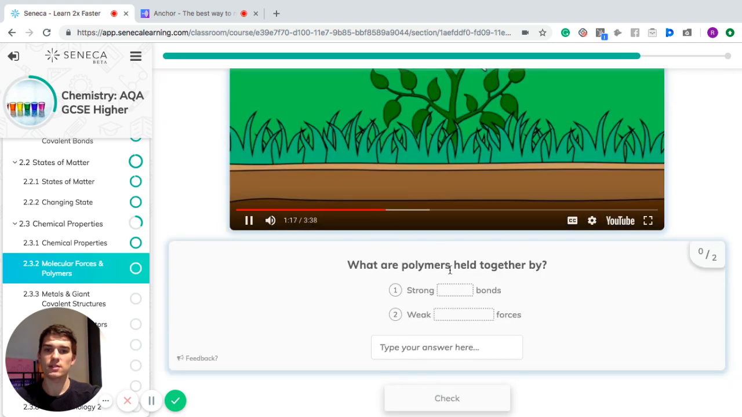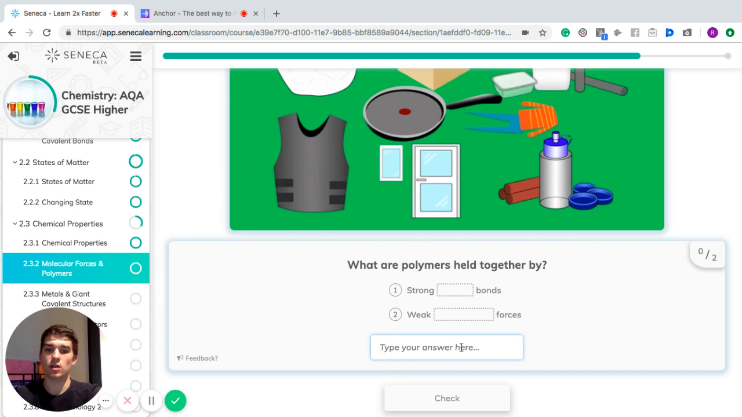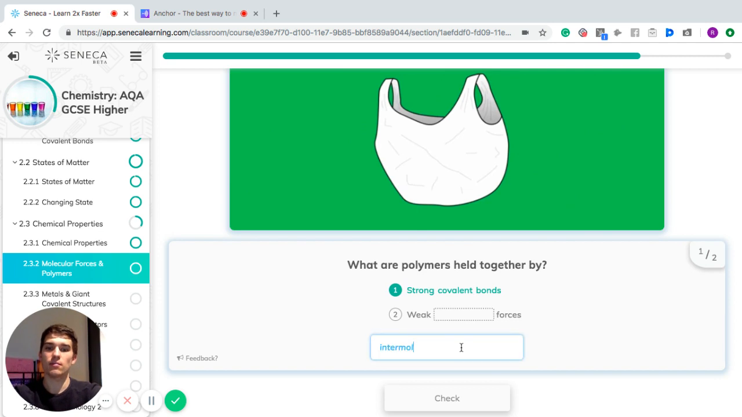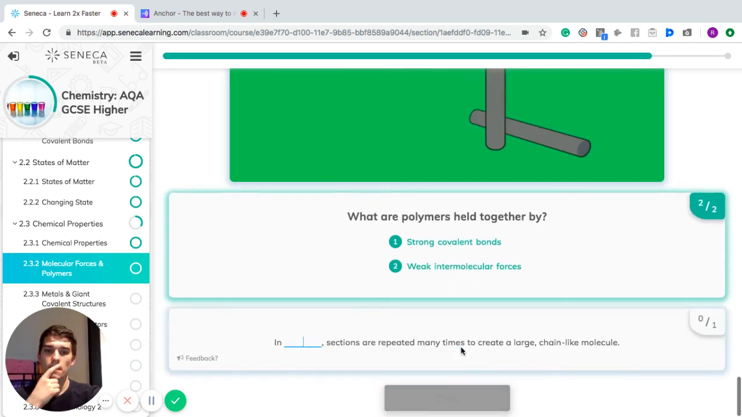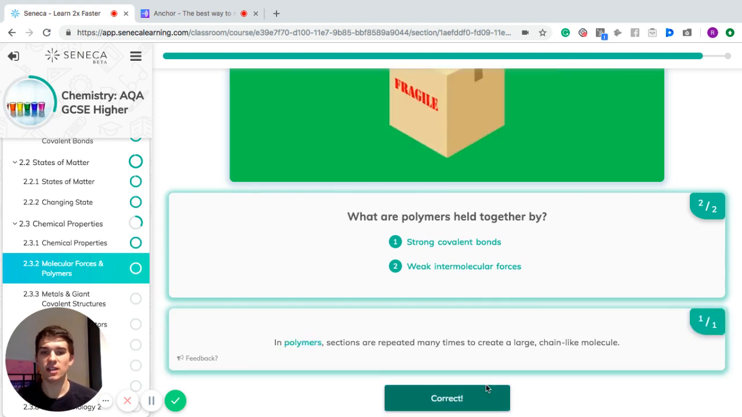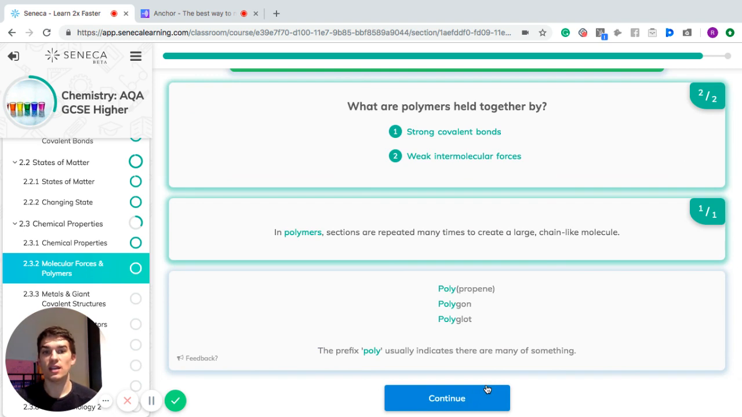What are polymers held together by? Well, we've got strong covalent bonds, and we've got weak intermolecular bonds. In polymers, sections are repeated many times to create chain-like molecules. The prefix poly usually indicates that there are many of something. For example, polypropene is a polymer. A polygon is a shape with lots of sides, with many sides. And a polyglot also has lots of something.